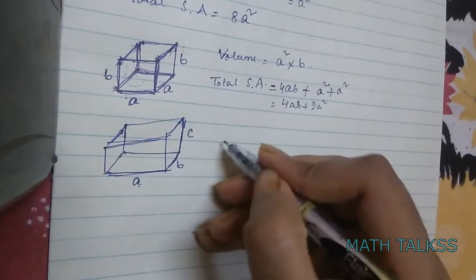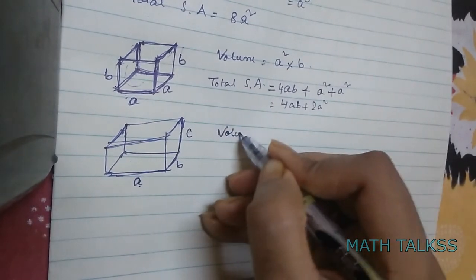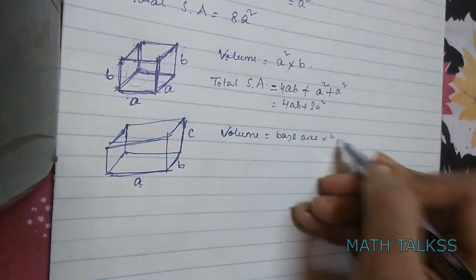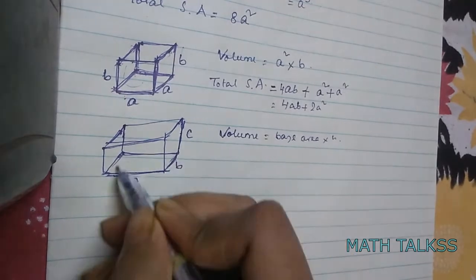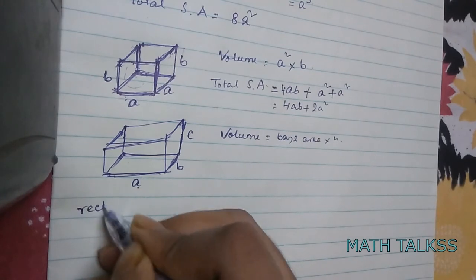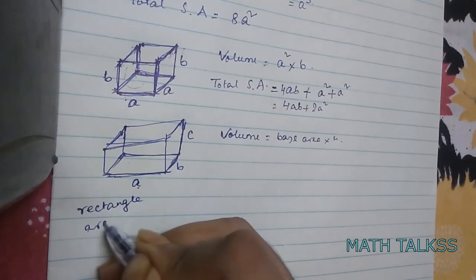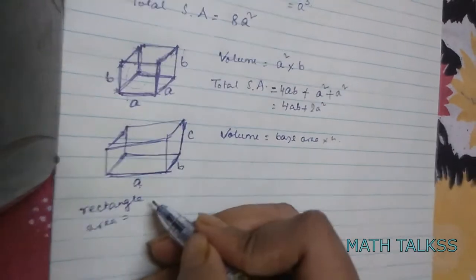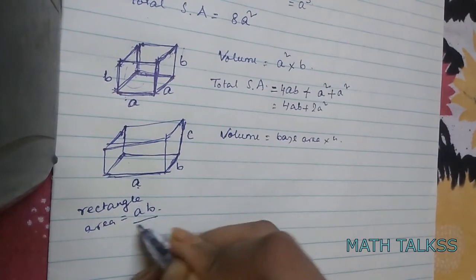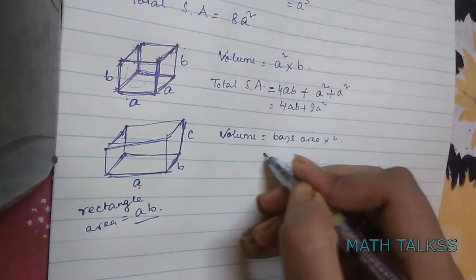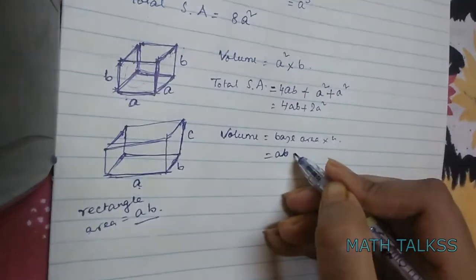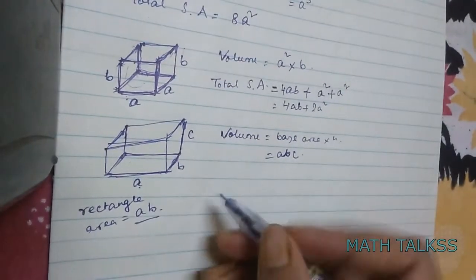Okay, let's understand. What is the volume? We have volume as base area multiplied by height. So what is the base area? The base is a rectangle, and the area of a rectangle is length multiplied by breadth. The length is a and the breadth is b, so ab is the rectangular area. So the base area is ab, and we have height as c. So we have the volume of the cuboid as abc.